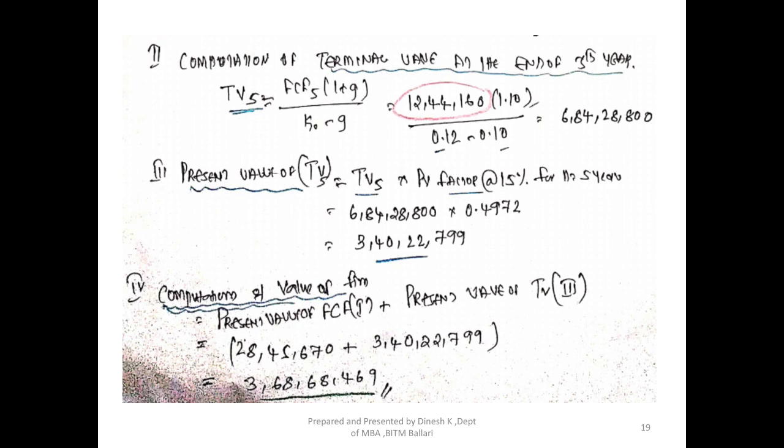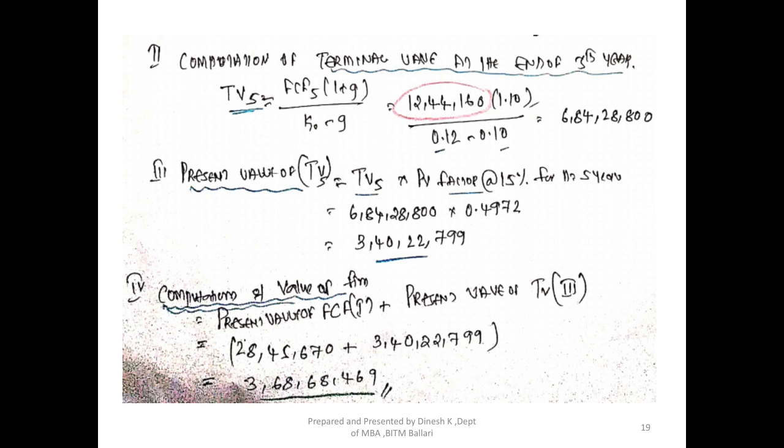The second component would be, once you complete the fifth year, since the life has not been given, we take it as an infinite number of years. So we need to calculate the terminal value here. So terminal value TV at the end of the fifth year should be equal to future cash flow at the fifth year, open the bracket, 1 plus growth rate, that is the growth rate after 5 years, divided by k naught minus g.